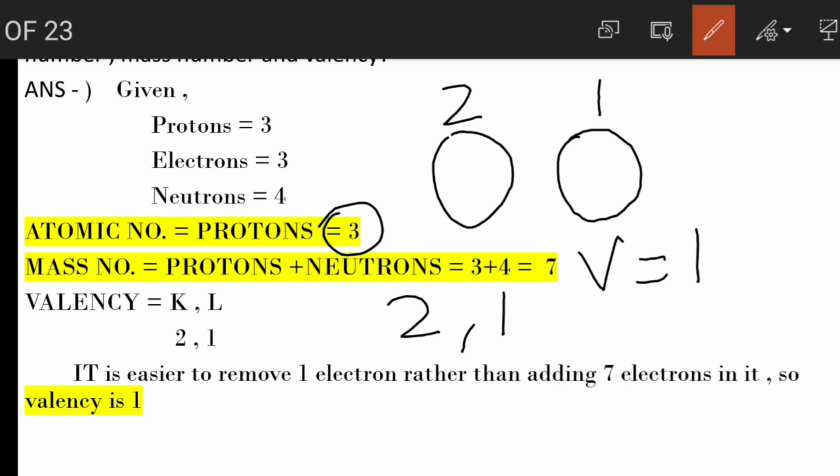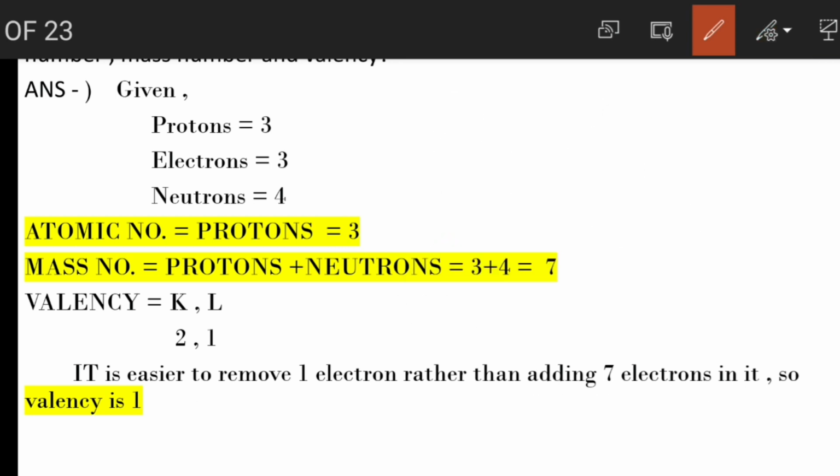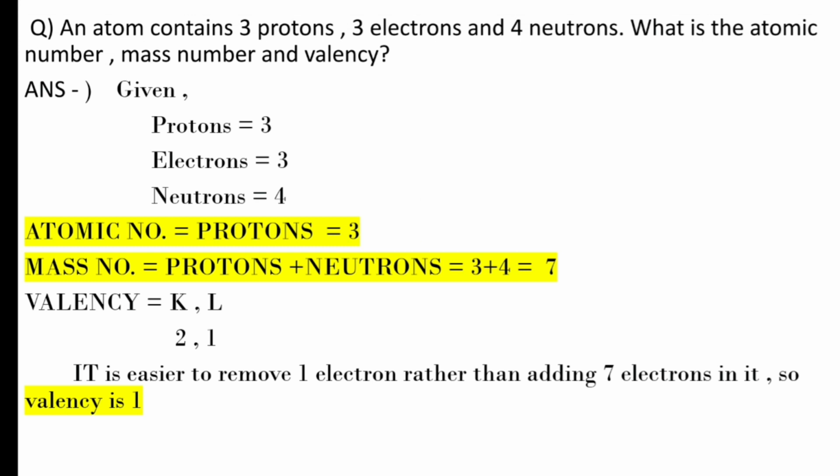Because it is easier to remove 1 electron rather than adding 7 electrons in it. That's why the valency is 1. I hope that it is fine. And this element is actually lithium, because we can see lithium's atomic number is 3, mass number is 7, and the valency is 1. I hope this is clear to you all.